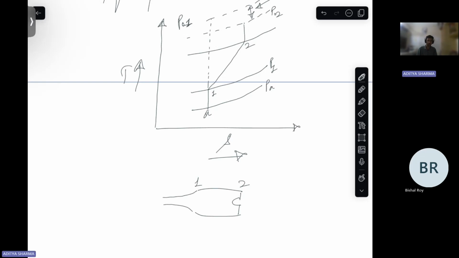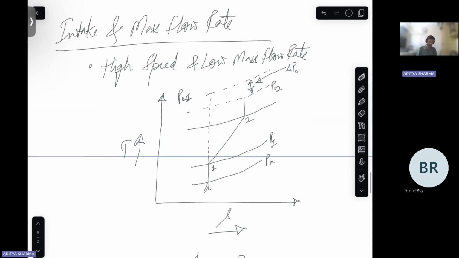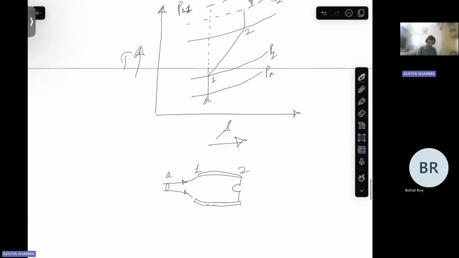Something like this. This is your stream tube, and this is your A. Okay, so this is your high speed and low mass flow rate case. So the stream tube area will be this small, this one.